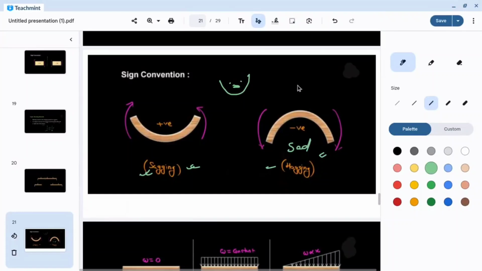On the left side, clockwise is positive. On the right side, anti-clockwise is positive. Likewise here, anti-clockwise is negative, clockwise is negative. Sign convention is also very important here.